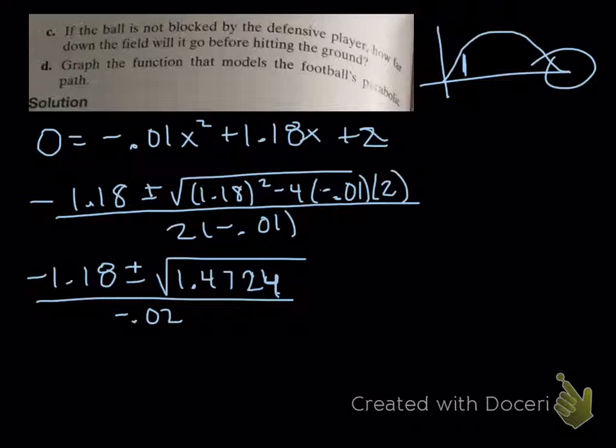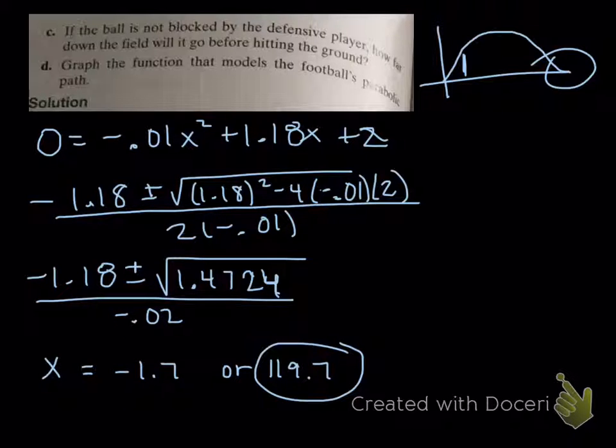And then I'll show you how to do this in the calculator tomorrow, but once we type in the two answers, our final answers are negative 1.7 or 119.7. And since we're talking about a real world problem, we would toss out the negative answer and take the positive answer. So that means it traveled 119.7 feet down the field.